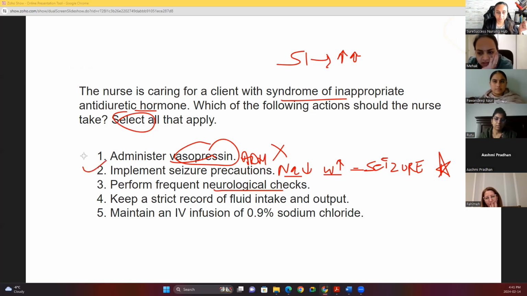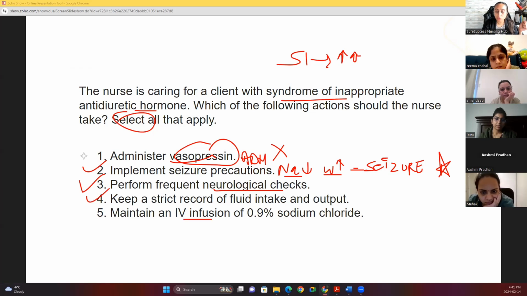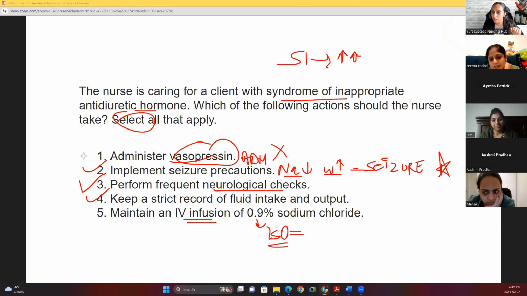Will you perform neuro vital signs? Yes. Will you keep a strict record of fluid intake and output? Yes. Will you give IV fluid of an isotonic solution? Yes. All right, very good. What is isotonic? It's hypertonic, that's wrong. You will give hypertonic. All right.